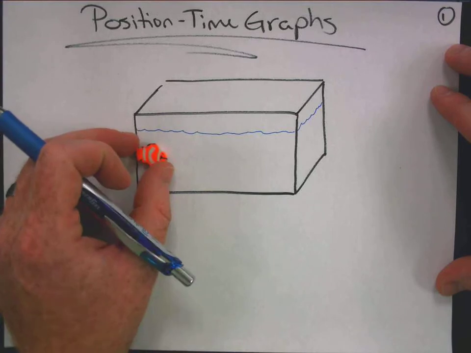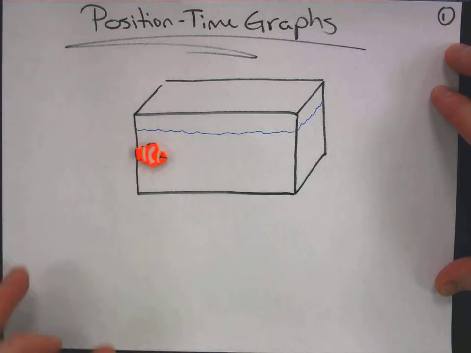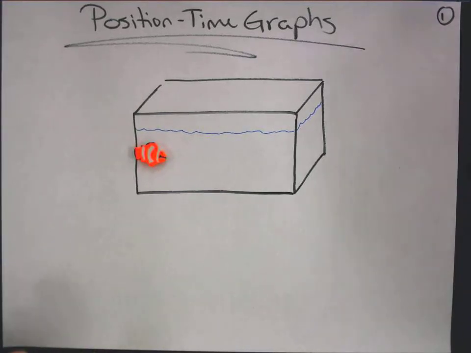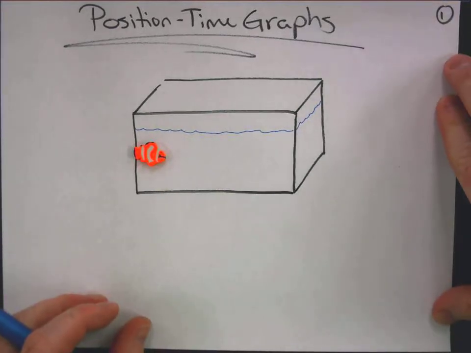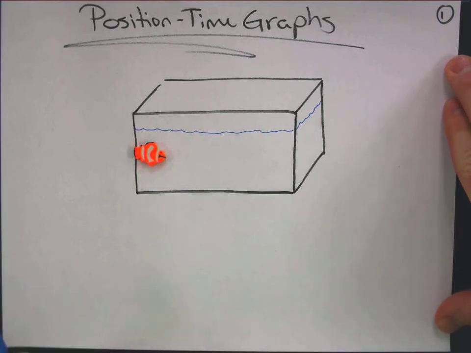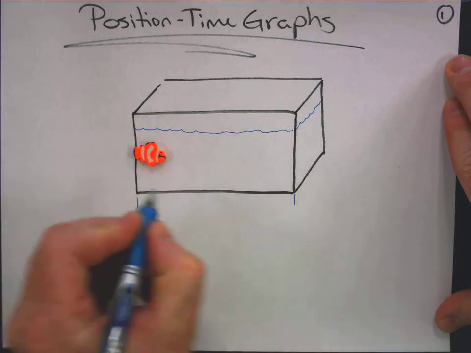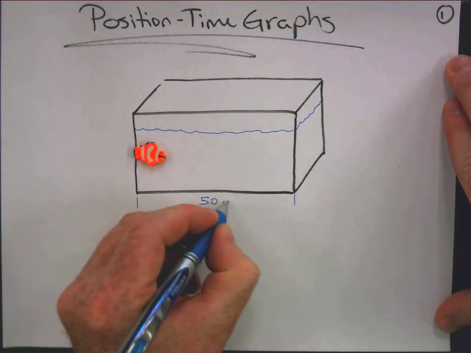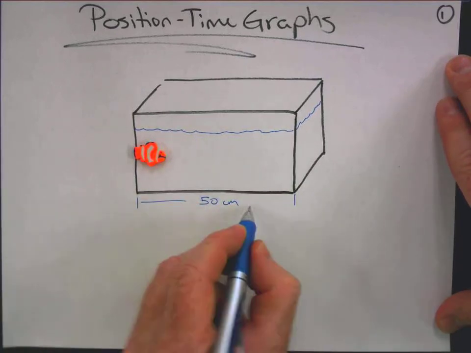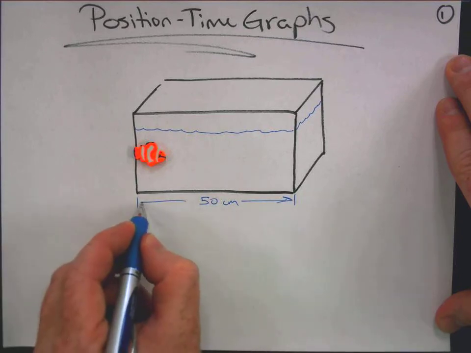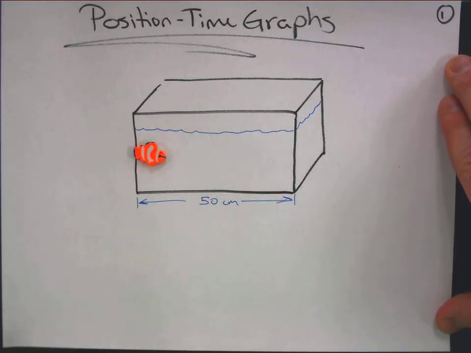But what we're going to do is analyze this. We're going to try to see how we can nail this down and describe Nemo's motion, at least for a brief period of time. So we're going to watch him. He's in this fish tank, and this fish tank is 50 centimeters from end to end. So that's how far he's swimming. He swims at a constant velocity to the other side.